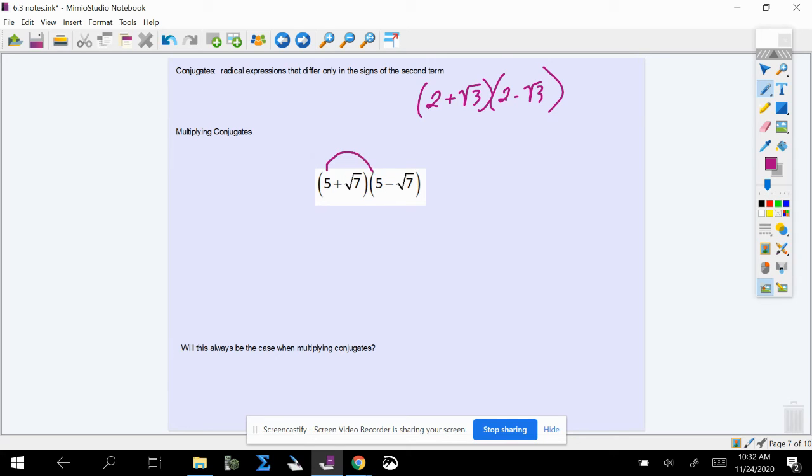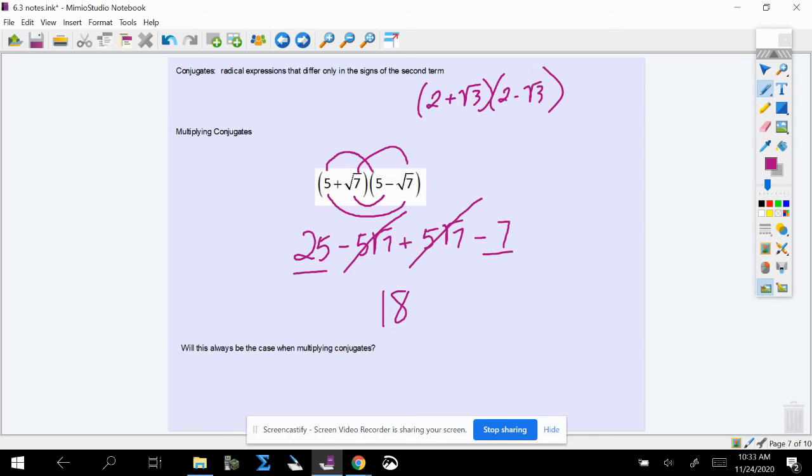So 5 times 5, I'm still going to talk about foiling. 5 times 5 is 25. My outer is going to be negative 5 root 7. My inner is also going to be 5 root 7, but it's going to be positive. And then my last, square root of 7 times square root of 7, it is negative because one's positive and one's negative. Square root of 7 times square root of 7 is 7. And here's what happens, and this is going to happen when you work with conjugates. Your outer and your inner will be opposites and will cancel. So one's a negative 5 root 7, one's a positive 5 root 7. You're going to have your first and your last, which will combine to give us 18.